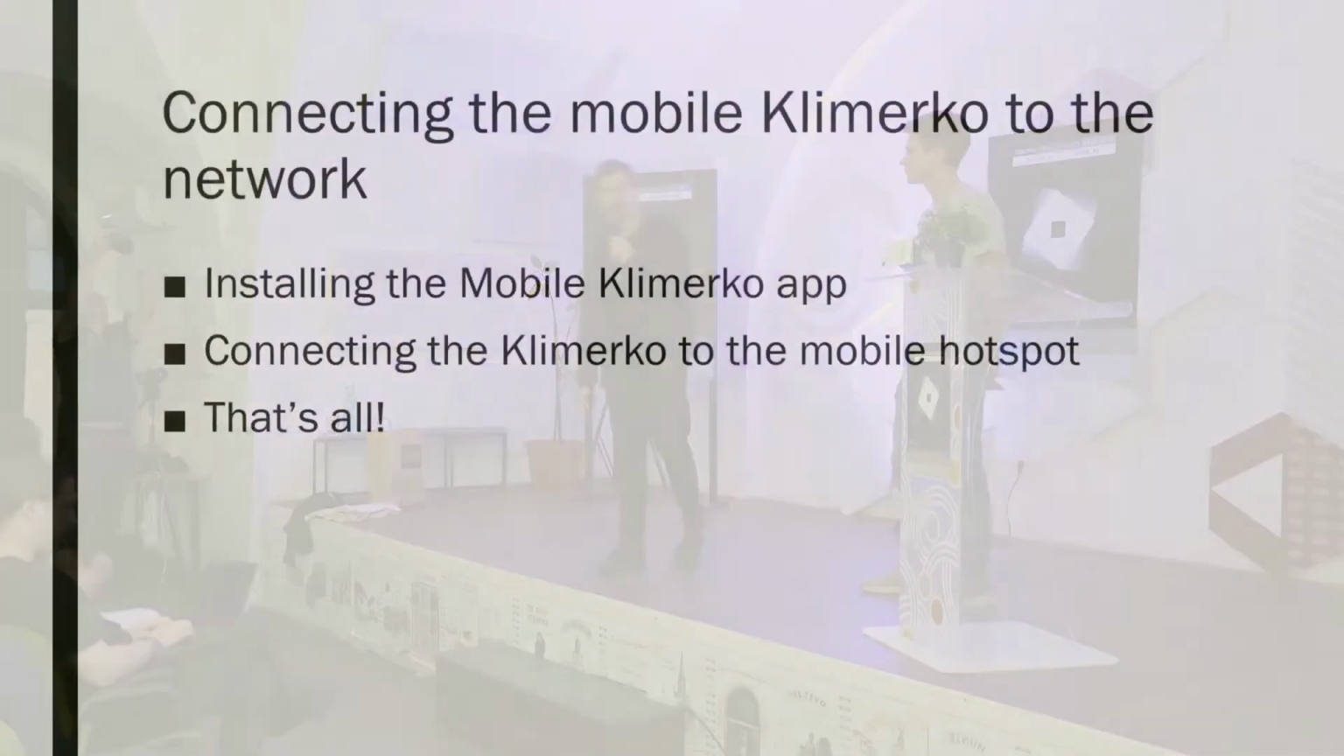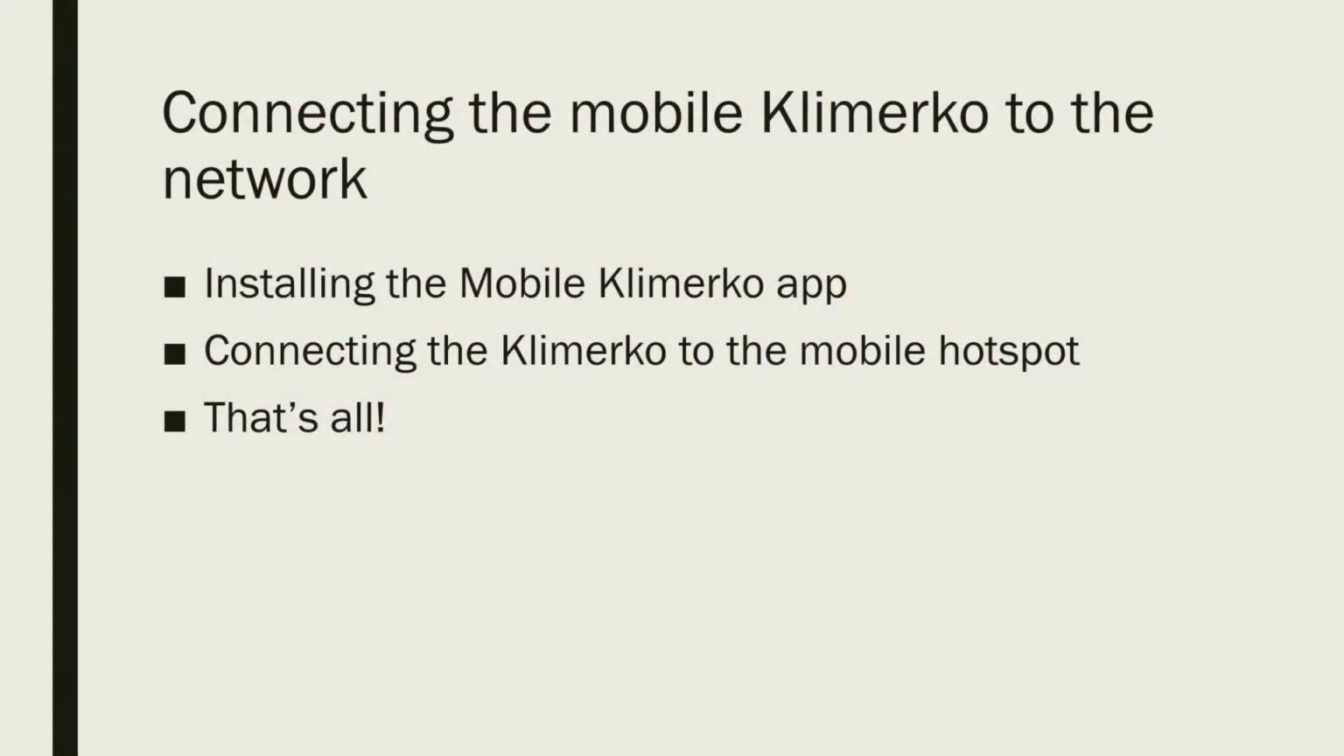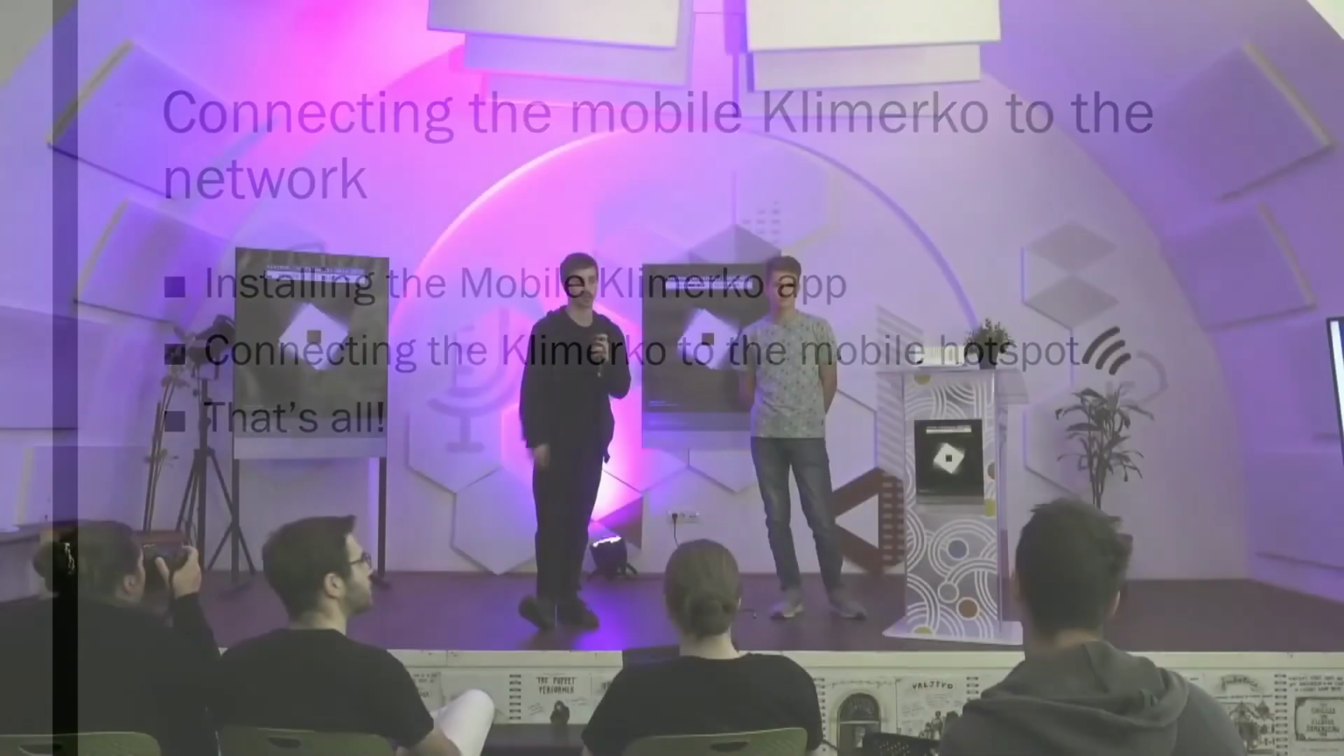So yeah, all the steps needed to do this is just install the mobile Climerco app, connect it to the Climerco device, and that's it. You basically have the whole thing done. You now have a Climerco which has mobile location accessibility.